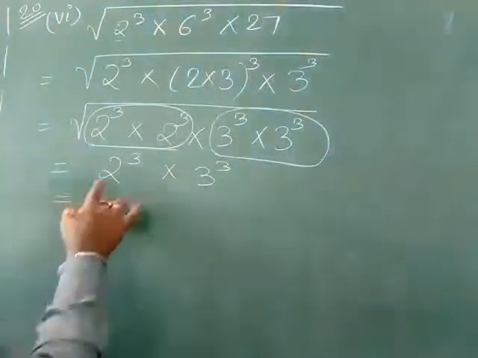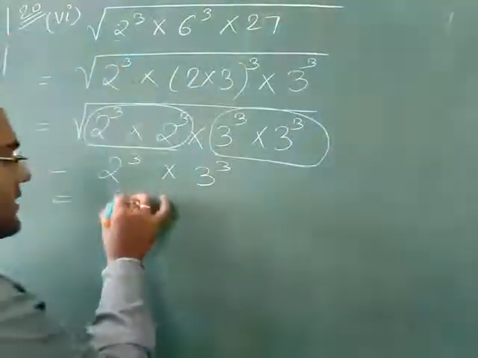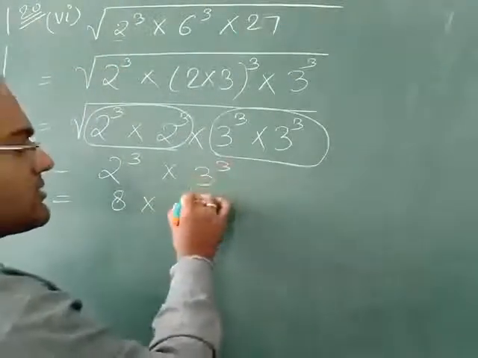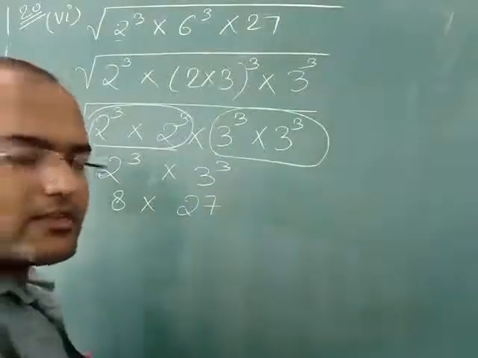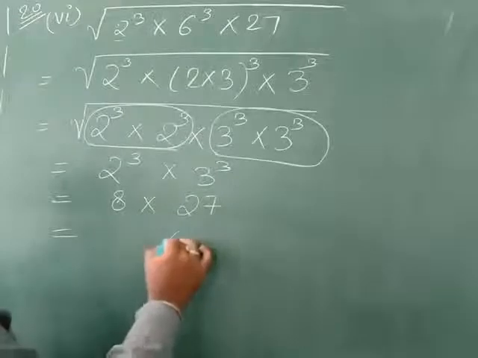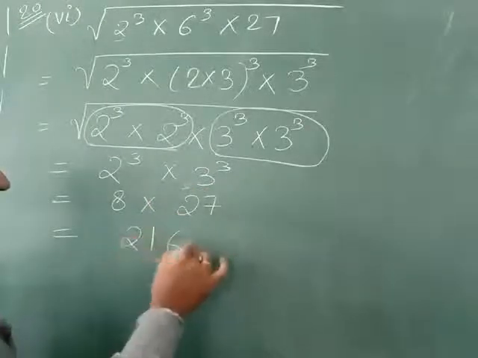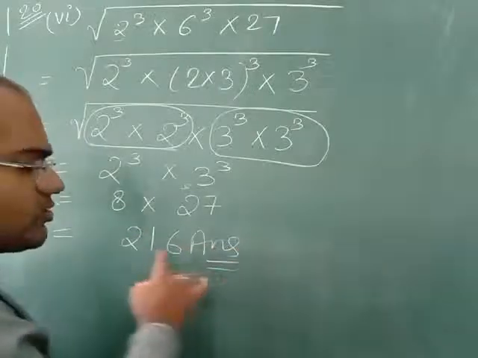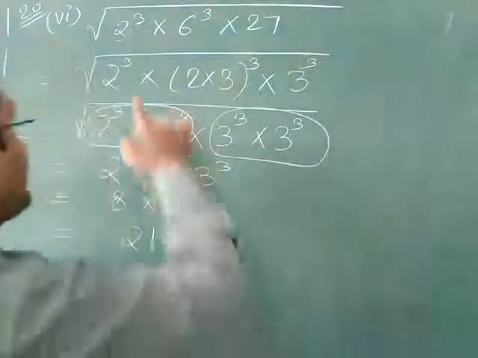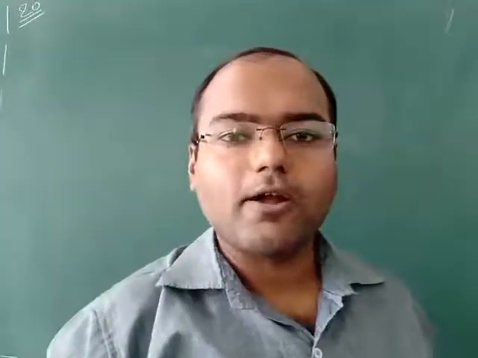Now we have to multiply these numbers. 2 power 3 means 2 times 2 is 4, 4 times 2 is 8. And 3 power 3 means 27. Now we will multiply these two. Answer will be 216. So this is your final answer of part number 6. Now come to part number 8.